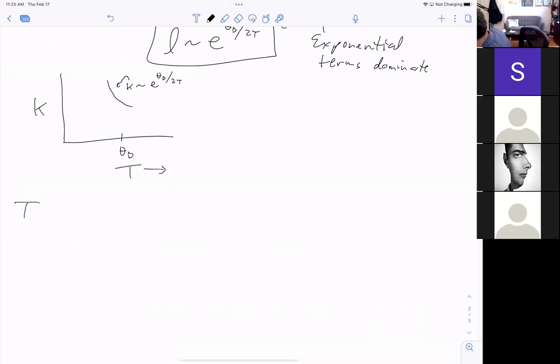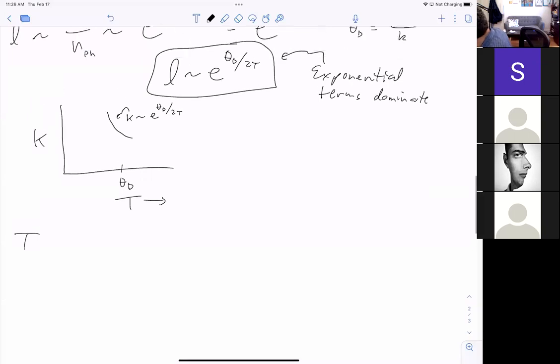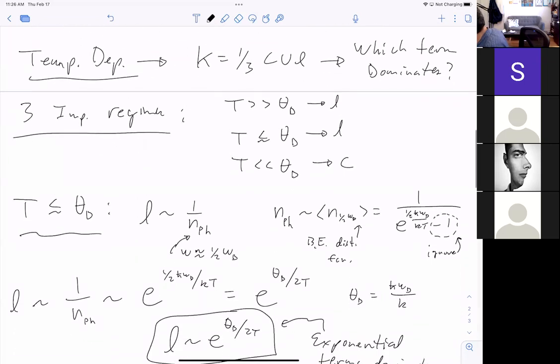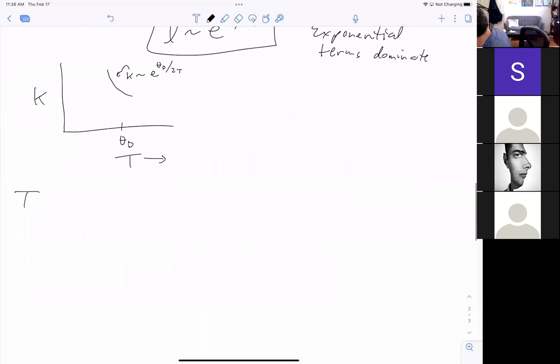Let's look at this high temperature regime. I'm sorry, did I write these incorrectly? Shoot. I'm sorry, I made a mistake here at the very beginning. This was T bigger than theta Debye. I'm going to erase this. And here, this was T smaller than theta Debye. So okay, now let's look at the temperature bigger than theta Debye.